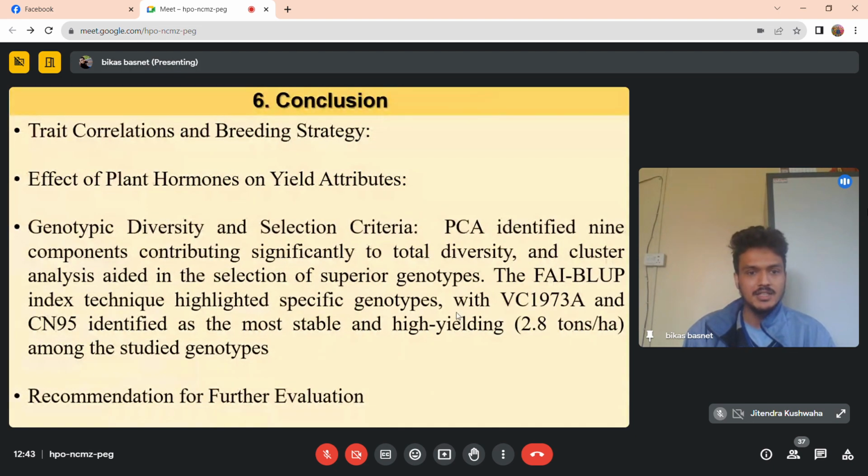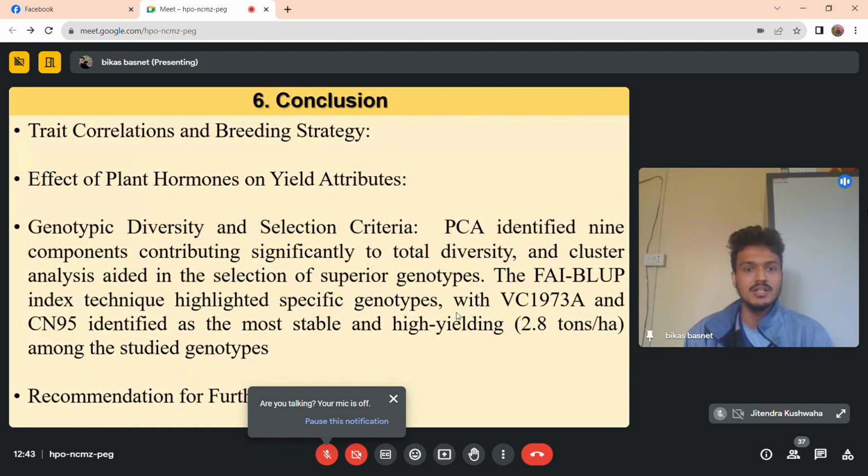So in my investigation, I found that the number of clusters per plant, number of seeds per pod, harvesting index, and biological yield are important, and that flower drop before and after applications of hormone is detrimental from the yield perspectives.